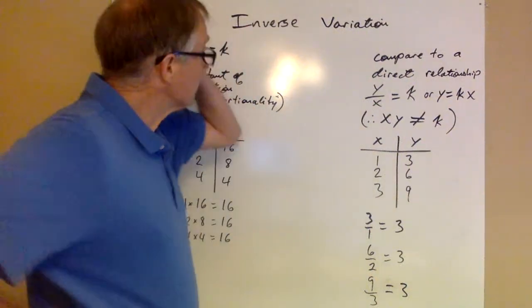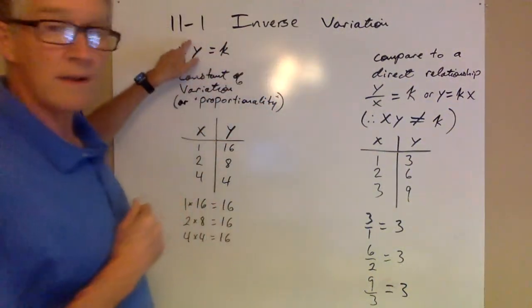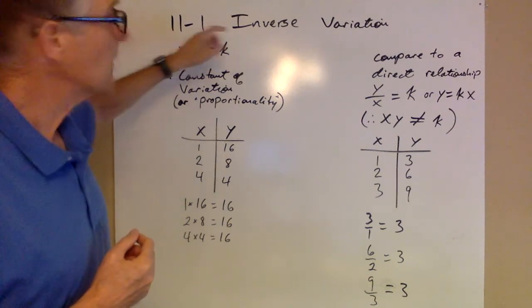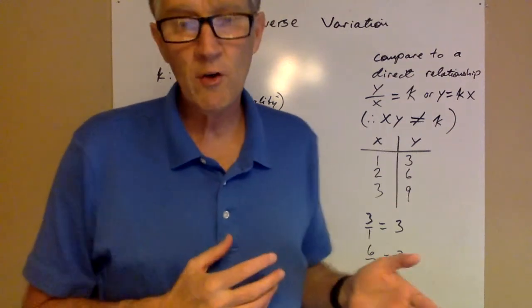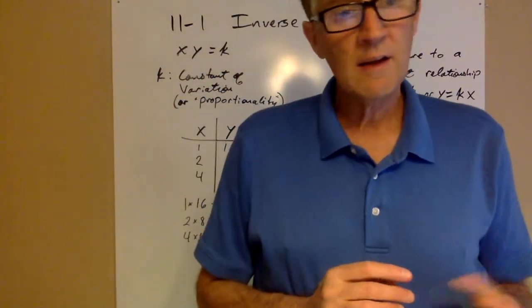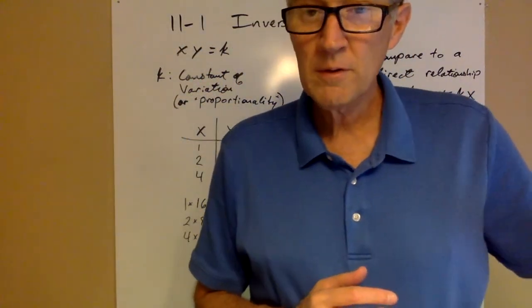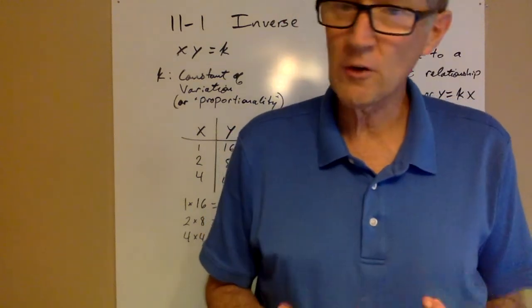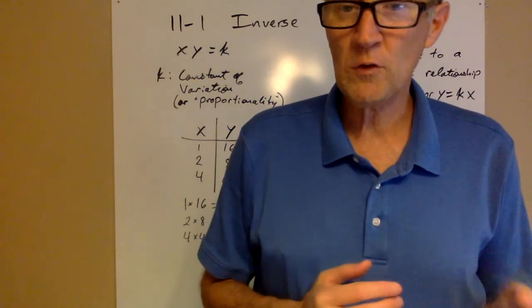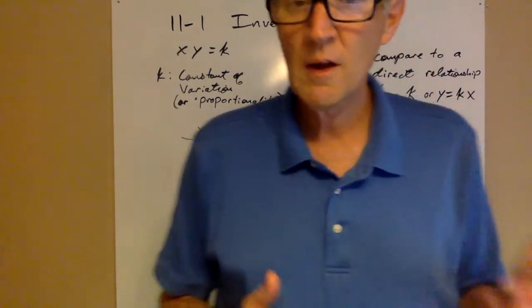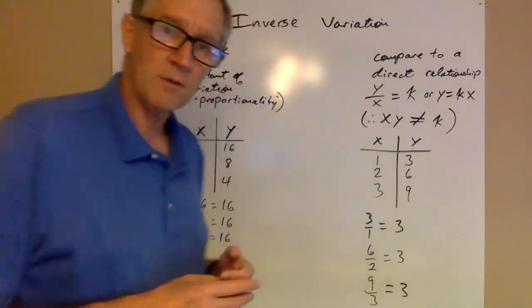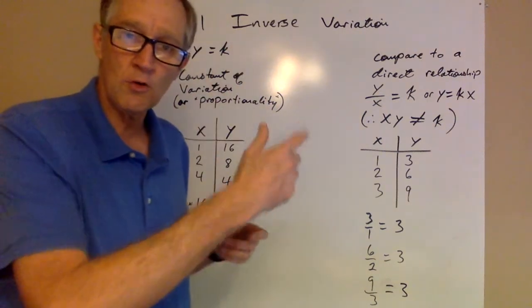Alrighty, so this is section 11-1 on inverse variations. We have looked at direct variations. Direct variation is one that has a constant slope. That's a linear relationship. A direct relationship has a constant slope that goes through the origin. Well, what about an inverse relationship? An inverse relationship, as we'll see, is a curve.